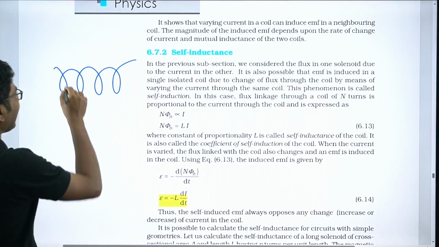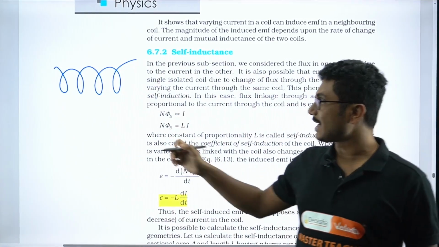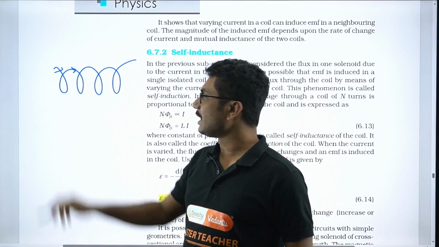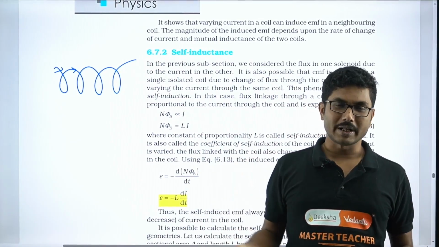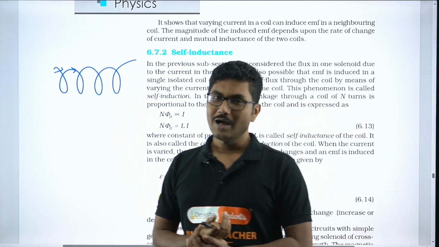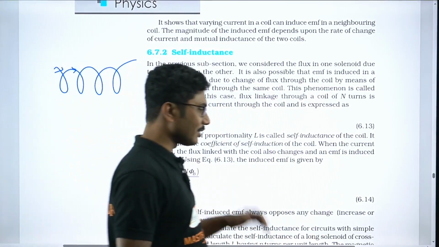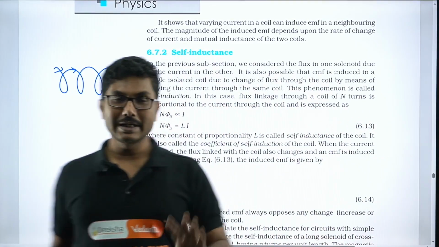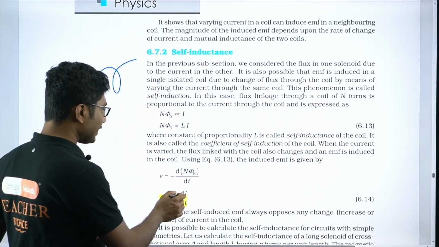This coil will also try to oppose changes in its own current. As soon as the current tries to pass through it, it will try to prevent that current, because it's a coil. That is called self inductance and it is denoted by L. This has a very major role in our next chapter, alternating current. The alternating current chapter is based on this inductor, only on this L.